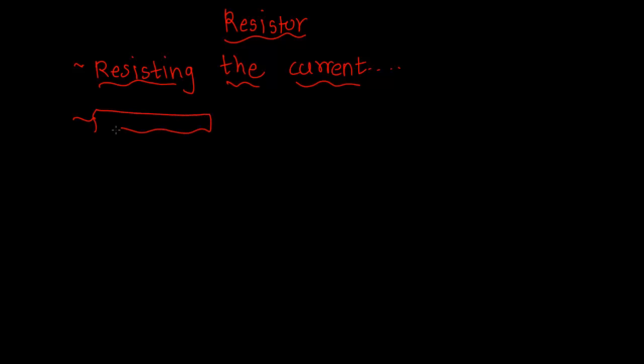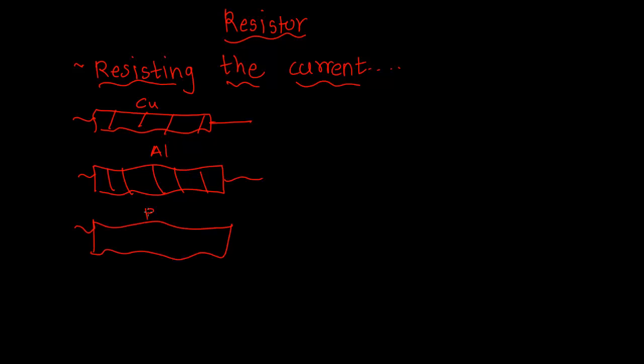Let's take this example. Suppose we have a copper bar, a big copper rod. Suppose this is an aluminum bar, and then suppose we have a bar of plastic. Suppose we apply the same voltage across each of the devices. We apply 5 volts on this side and 0 volts on the other, again 5 volts and 0 volts here, and 5 volts and 0 volts here.